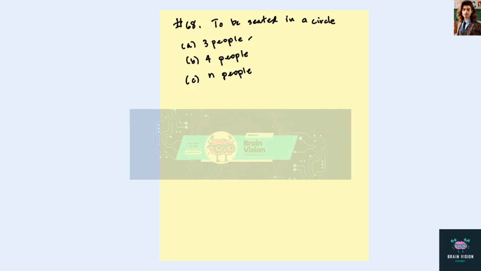3 people are to be seated in a circle. In how many ways can this be done? What if there are 4 people? What if there are n people? Let's look at the first question.